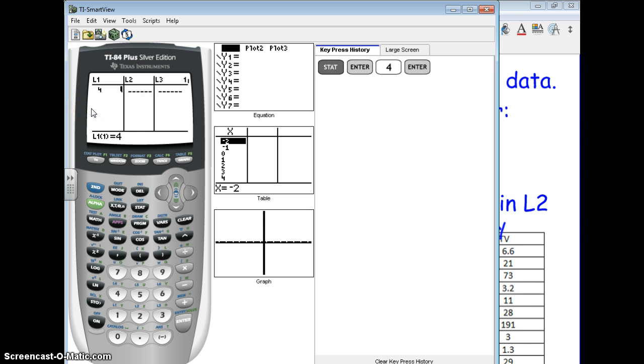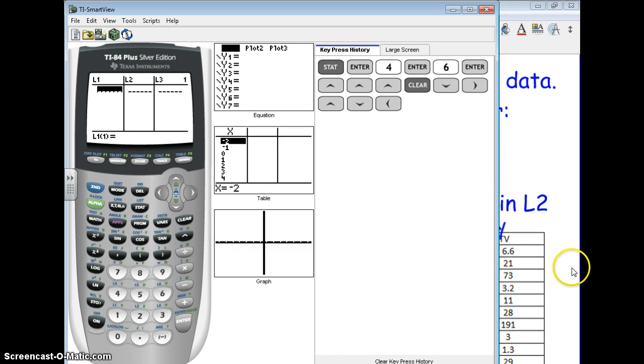If for some reason you get here and there are numbers already in this column, you just have to go up to the L1 so that you're highlighting the L1, and you're going to push the clear button and down. All that means is it's going to clear everything that's below, everything that's down from L1. And you do the same thing on L2 if you're having any issues with the values already being in there. So go ahead and do so. And then we'll go ahead and start to enter our data.